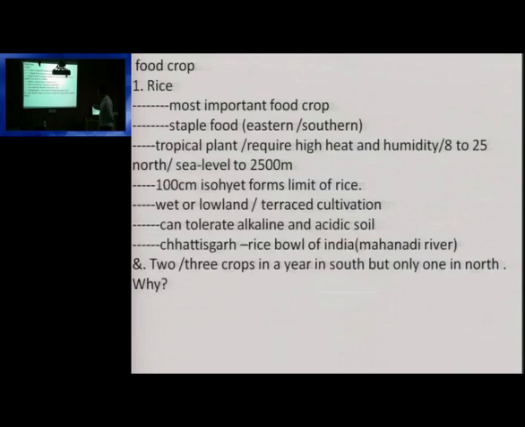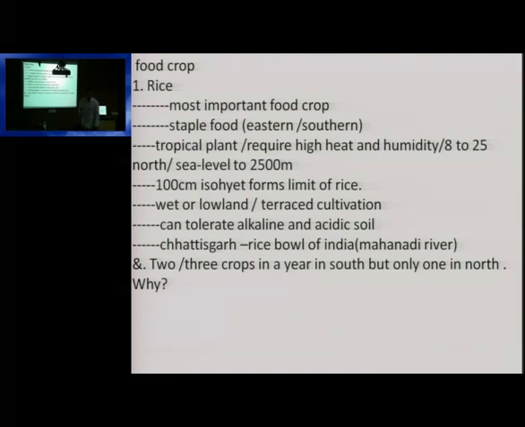So there is no specific location for rice. It is grown in different climatic conditions. Accordingly, they are named: if it is in lowland, it is known as wet or lowland cultivation of rice. If it is in a high location, it is called terrace cultivation. The most important point is this: two crops in a year in the south, but only one in the north. Means 2 crops can be grown in a year, that is in 12 months, in the southern part of India, but only one crop in North India.